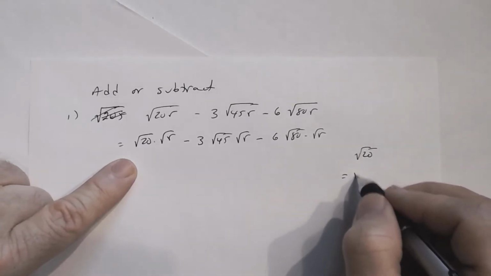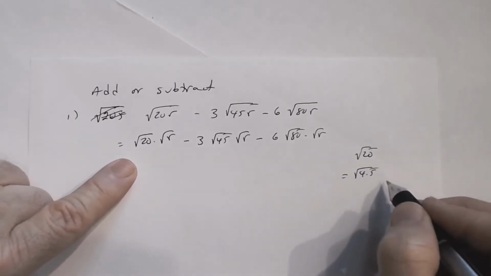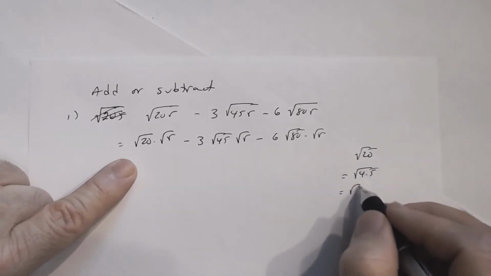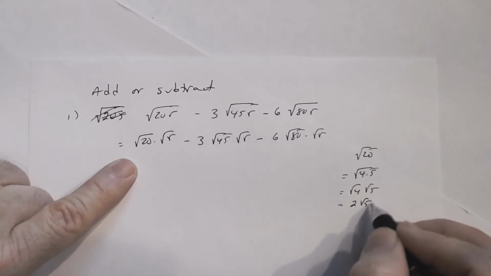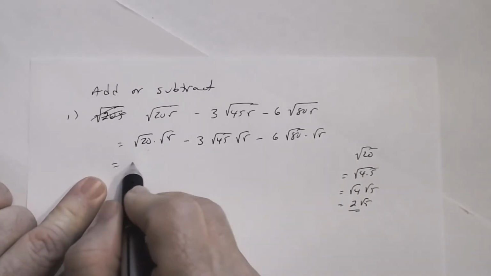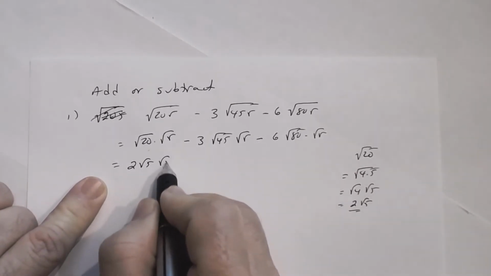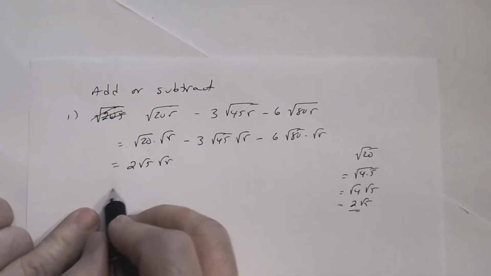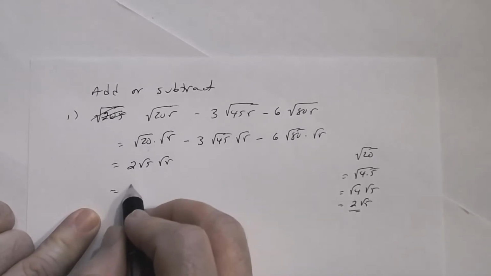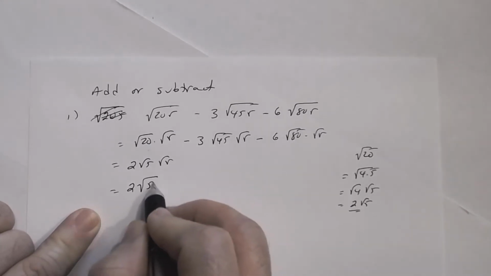So it'll be the square root of 4 times 5. And then using the product rule, that's the square root of 4 times the square root of 5. And the square root of 4 is 2, so it's 2 square root of 5. So that goes here. So this is 2 square root of 5 times the square root of r. Okay? And then remember, the square root of 5 times the square root of r, I can now rewrite this as 1 radical. So it'll be 2 times the square root of 5r.